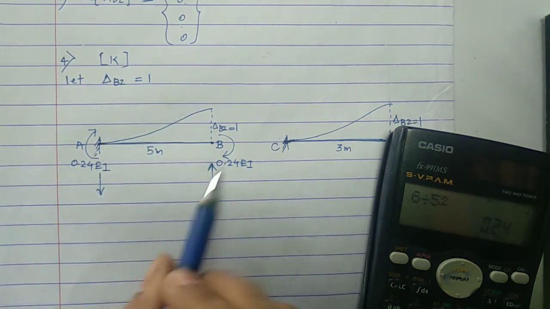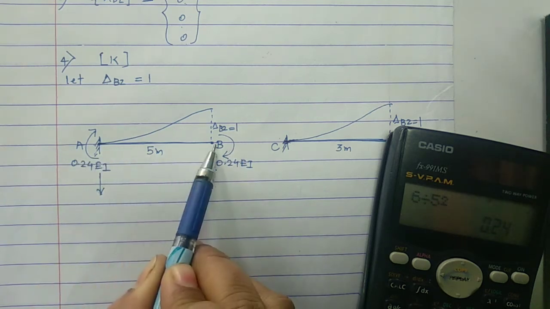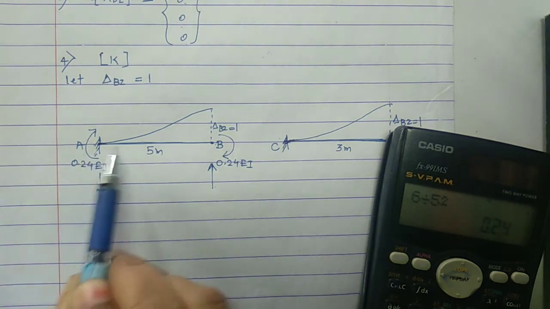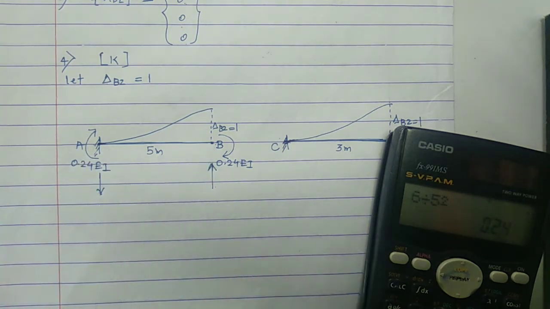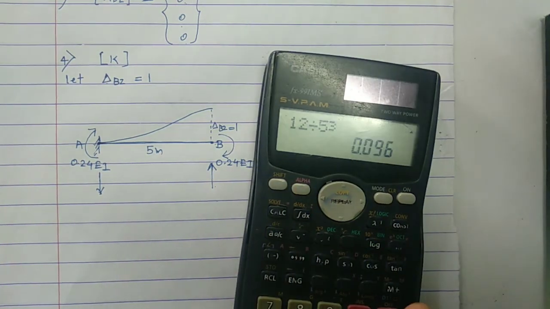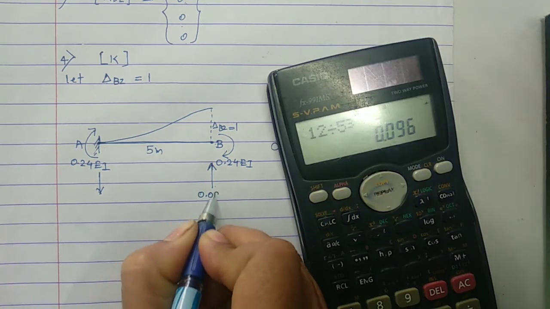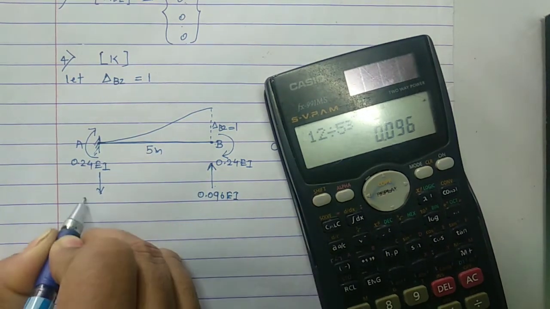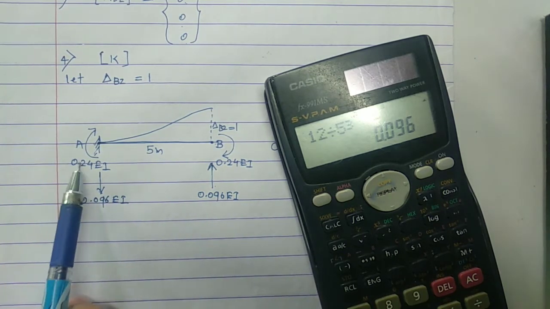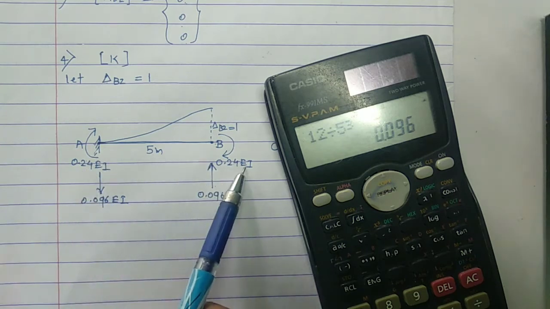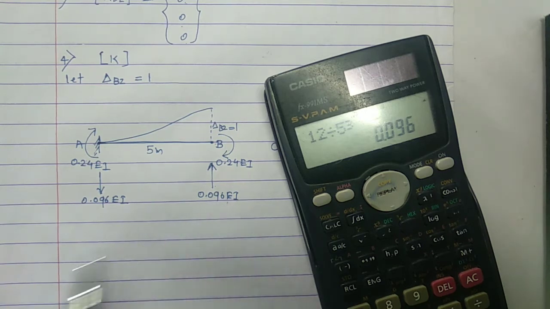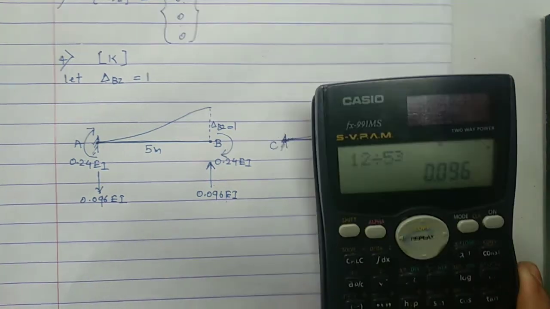The magnitude of reaction will be the addition of moments divided by span. So the addition of moments, 6 EI upon L square plus 6 EI upon L square, divided by span, is 12 EI upon L cube. So 12 divided by 5 cube is 0.096 EI. That is the magnitude of reaction at these two places. You can directly add these two moments, 0.24 EI plus 0.24 EI, divided by span 5 meter, and the answer is 0.096. This is for the AB member.